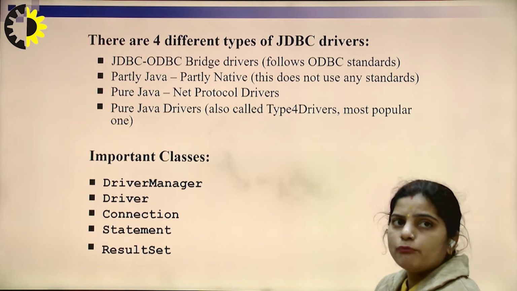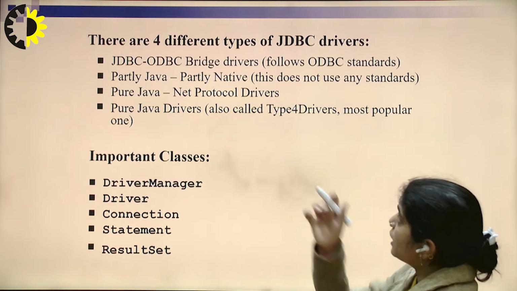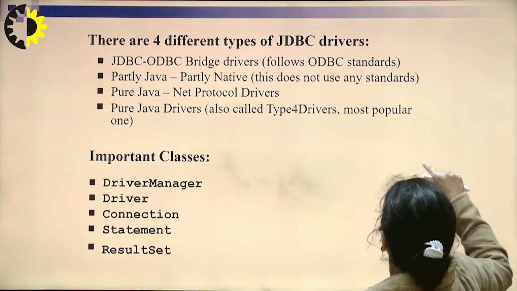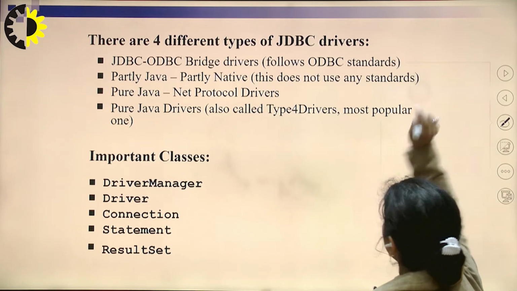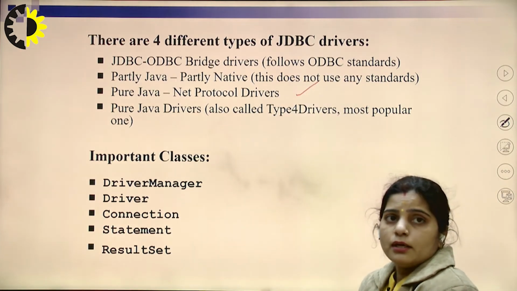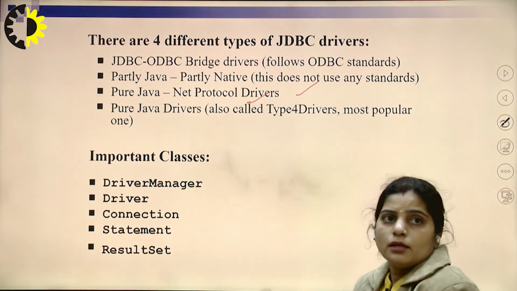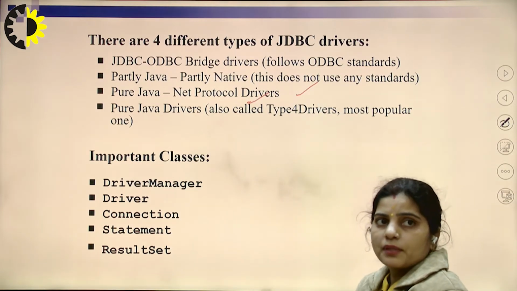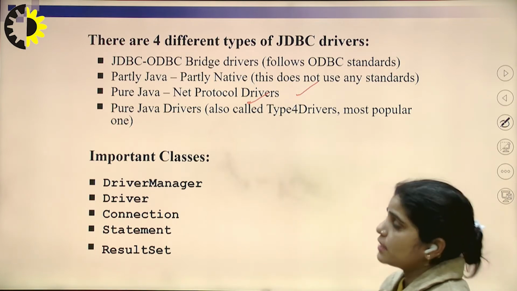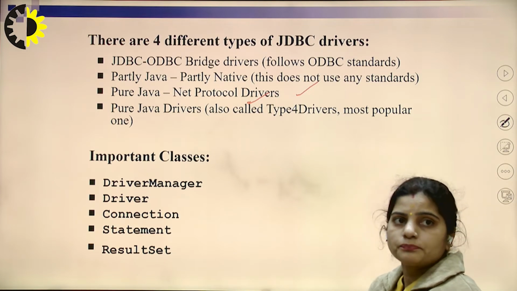Basically in this we have 4 different types of drivers. First one is the JDBC-ODBC bridge driver, which follows the ODBC standards. Second one is the partially Java based driver, which doesn't use any standards. The third one is pure Java, also known as the Net Protocol driver. The last one is the pure Java driver, also known as the type 4 driver, and this driver is one of the most popular among the 4.